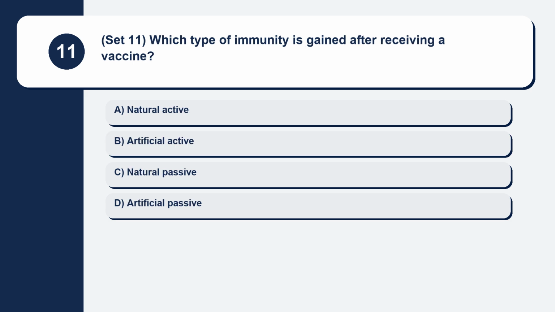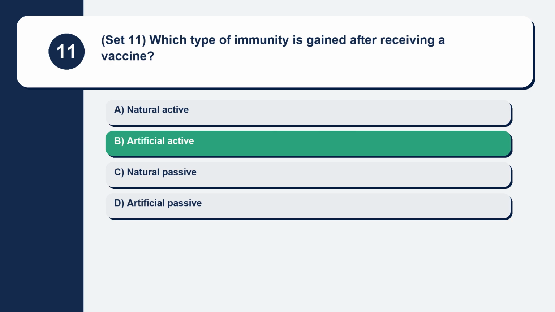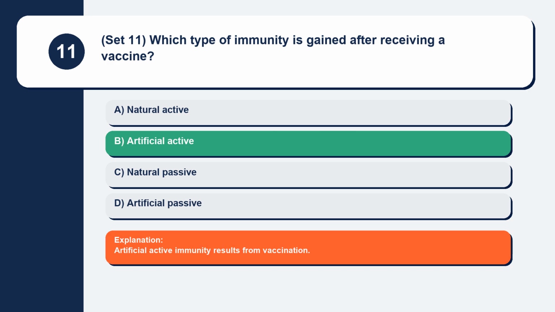Question 11. Set 11. Which type of immunity is gained after receiving a vaccine? Natural active, artificial active, natural passive, artificial passive. Artificial active immunity results from vaccination.